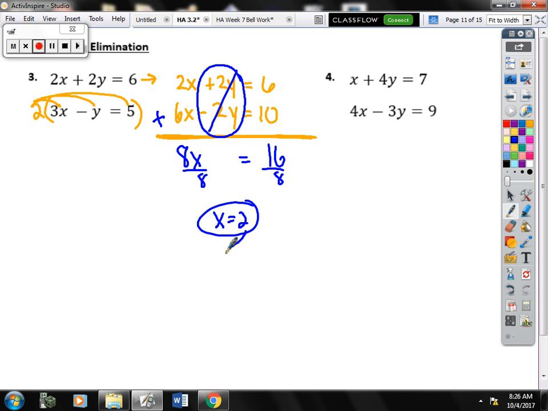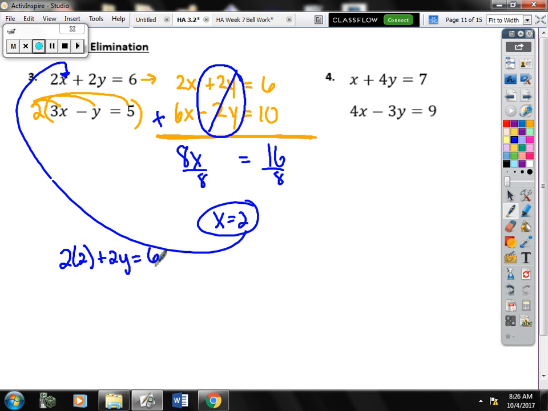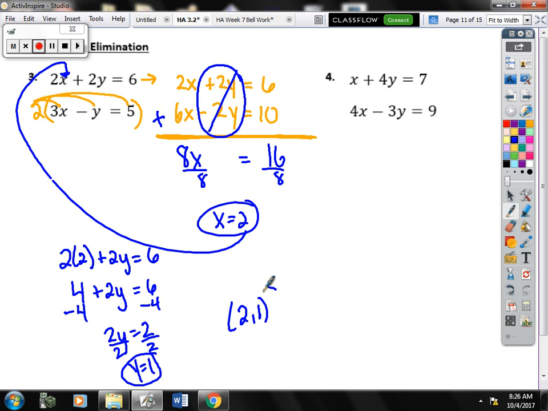And then we'll take 2 and we'll plug it back in for x in one of the 2 equations. And we'll solve. So we'll multiply first, then subtract and divide. Last but not least, throw those together as an ordered pair, 2, 1.